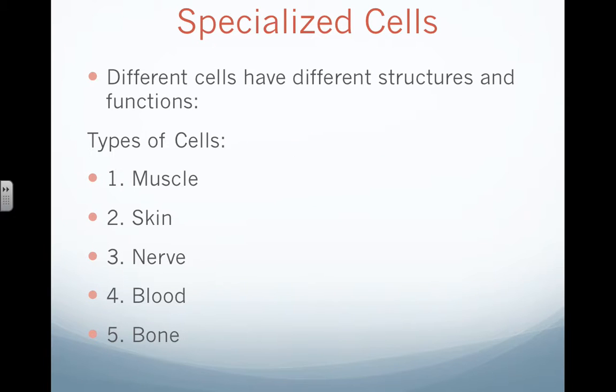So we have these specialized cells within our body. There are different cells, and each has different structures and functions. And we've talked about structures and functions earlier. So again, like I've said, we're building on that. The 5 types of cells that we're going to find in our body are muscle cells, skin cells, nerve cells, blood cells, and bone cells. We'll talk a little bit about each here.